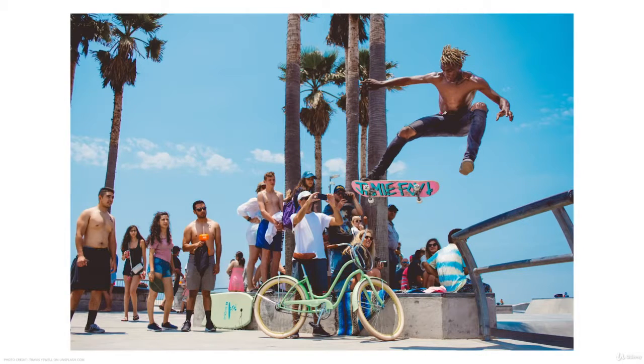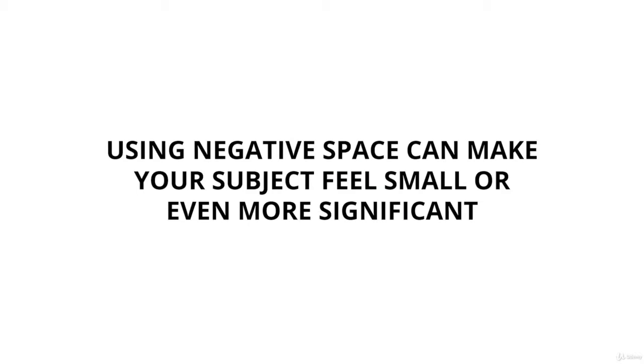The photographers could have easily tilted down to see the horizon and perhaps people buzzing around underneath the trees or building, but they made a conscious decision to leave that out of the frame. Using negative space can draw your attention to the subject of your photo without having any other distractions. It can make a subject feel small or perhaps even more significant.